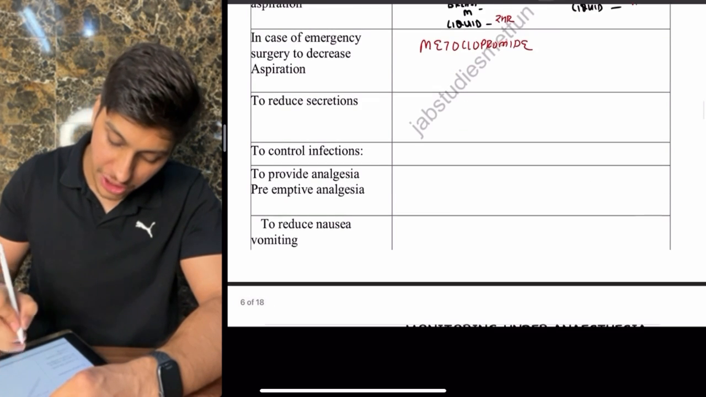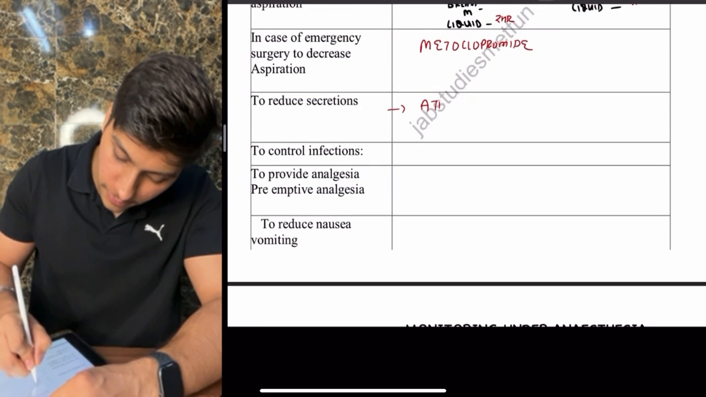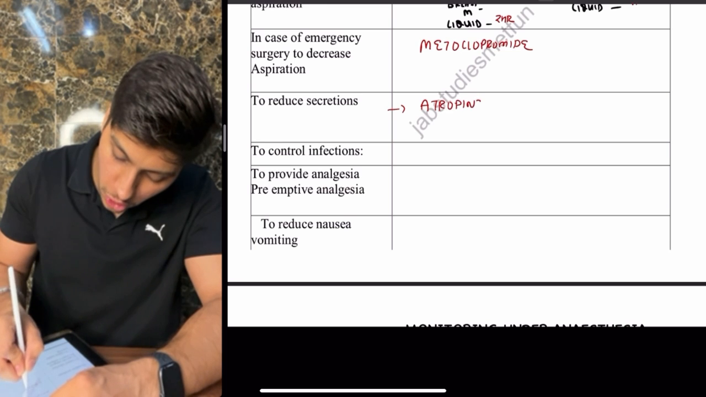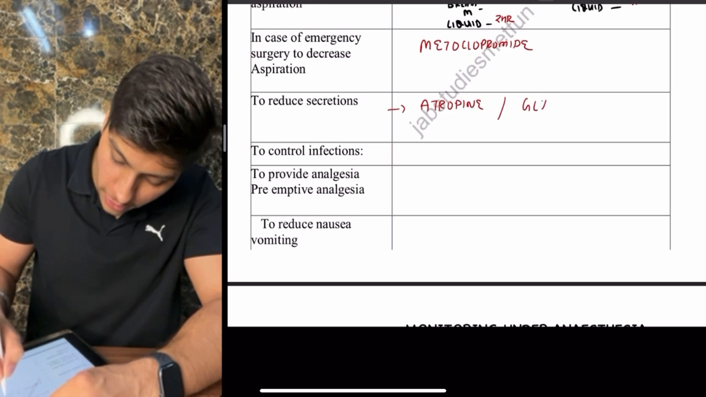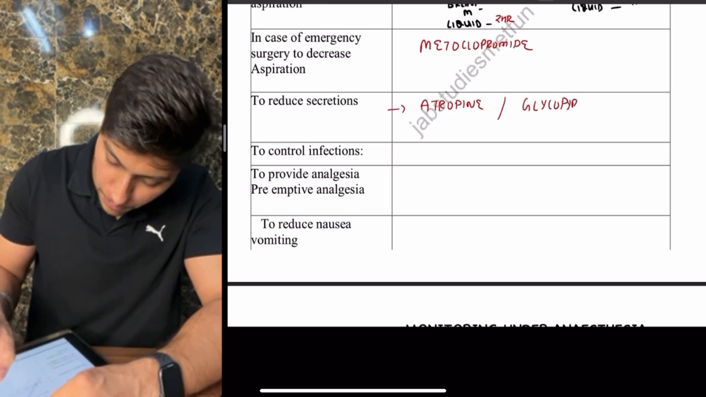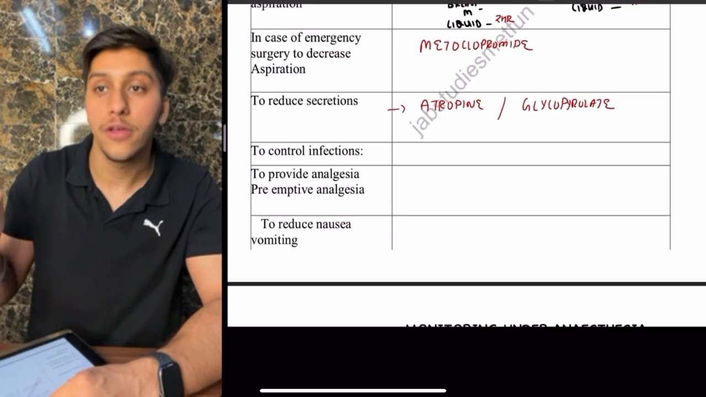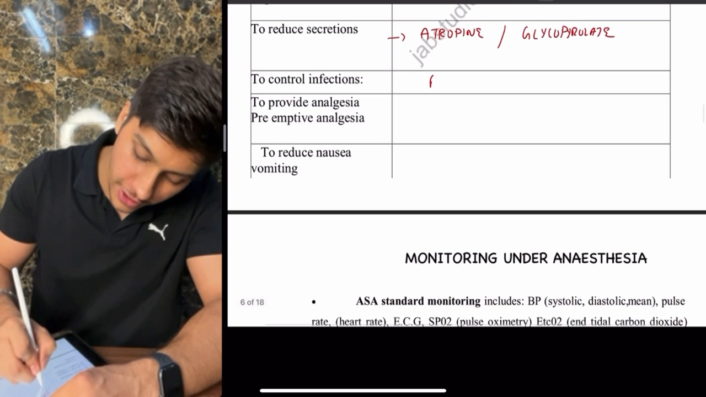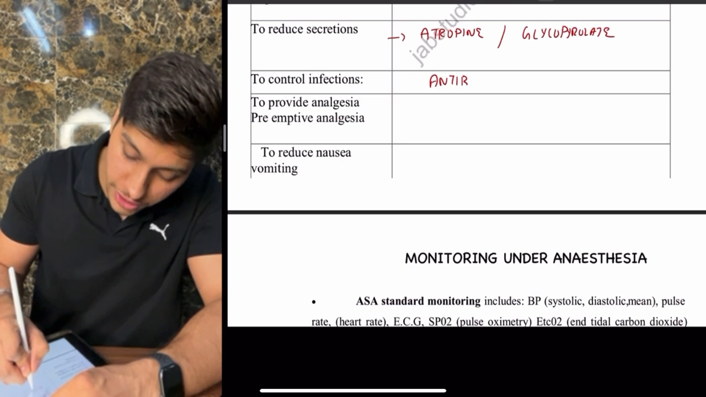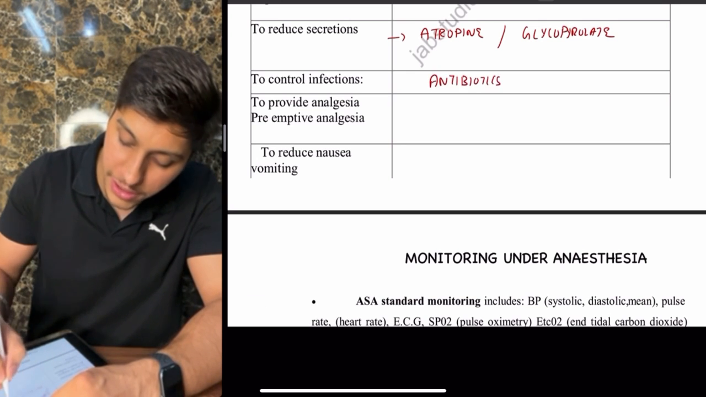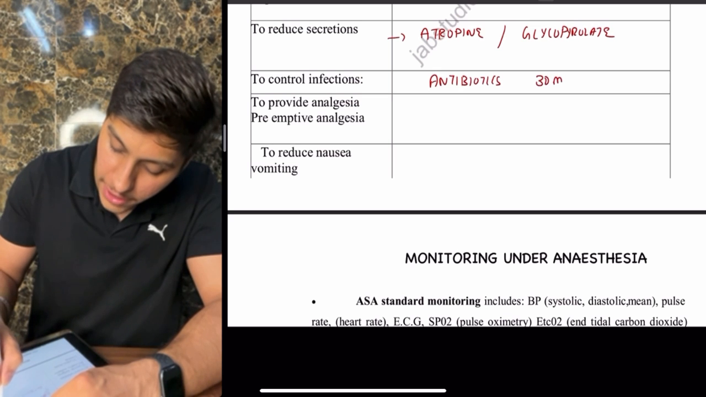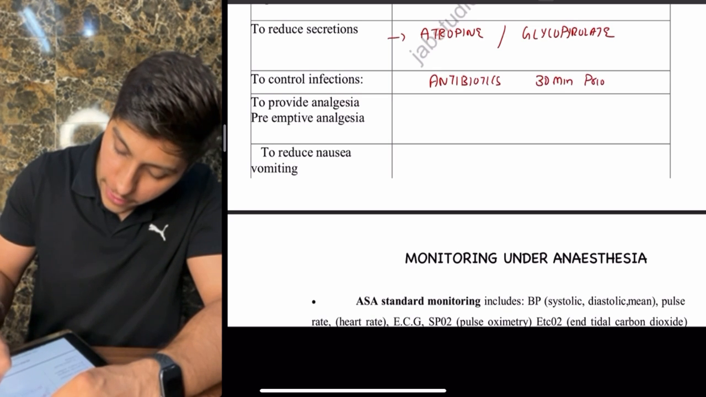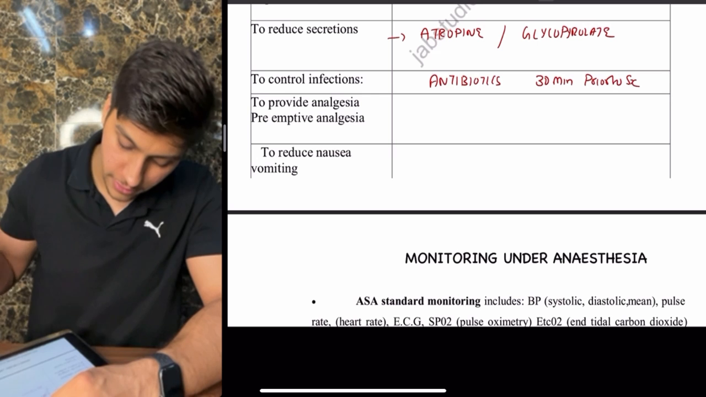To reduce the secretions, you can either give atropine or you can give glycopyrrolate. Okay, you can either give atropine or glycopyrrolate. To control infection, you have to give antibiotics, correct? And now the question is, when do you give antibiotics prior to surgery? It is given 30 minutes prior to surgery.